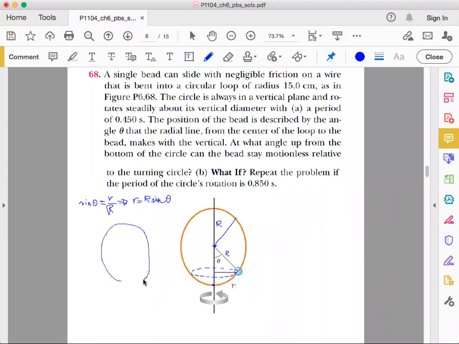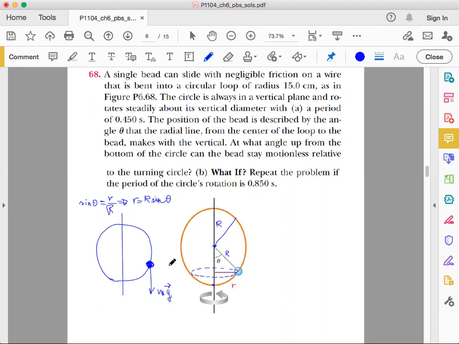So I'll draw another figure here to draw the free body diagram. Here is the circular wire, here is the vertical diameter, and here is the bead, somewhere along this wire. Now, what are the forces acting on this bead? First of all, you have the weight, which is given by the mass of the bead times g, where g is the gravitational acceleration.